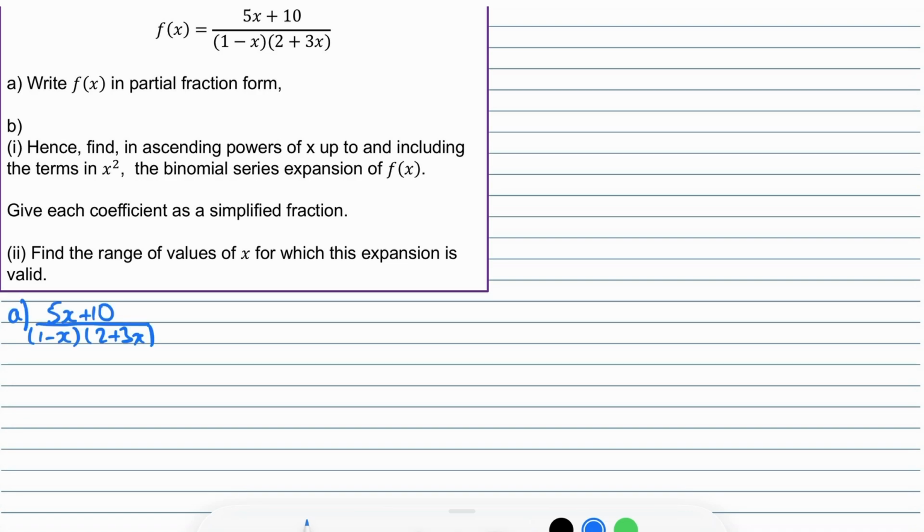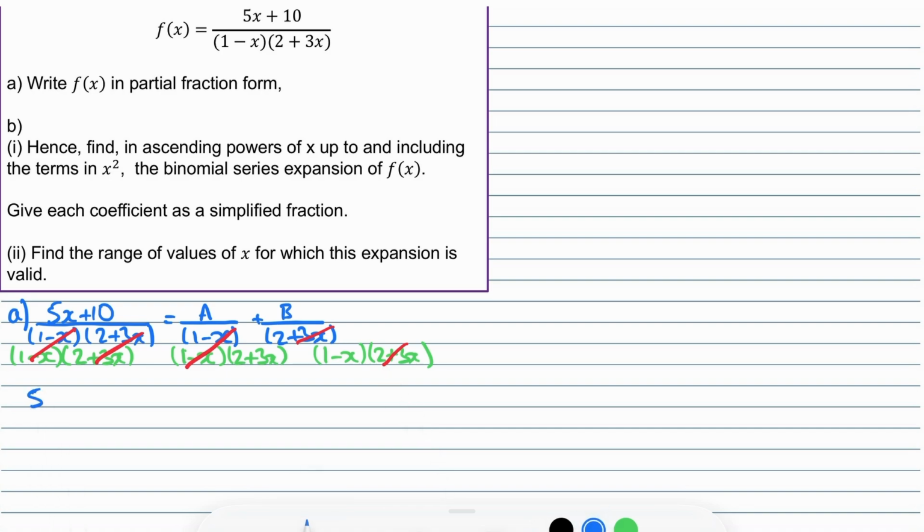Okay, so welcome back. How did you get on with that? To write this in partial fraction form, we need to split up this fraction. So we'll have A, which is a constant we need to find, over 1 minus x, plus B, which is a different constant, over 2 plus 3x. Now to work out A and B, we need to multiply both sides by this denominator. Because what will happen, this division and multiplication will cancel, as will the 2 plus 3x, and this 1 minus x will cancel with this one, and the 2 plus 3x will cancel with this one.